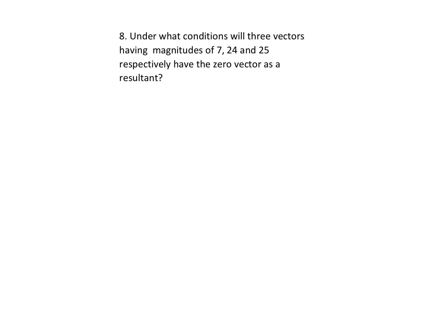Okay. This question, I think, was in the practice questions. It says, under what conditions will 3 vectors having magnitudes of 7, 24, and 25, respectively, have the 0 vector as a resultant? So one thing that is useful to know is what a Pythagorean triple is. A Pythagorean triple is a squared plus b squared equals c squared, where you just have whole numbers.